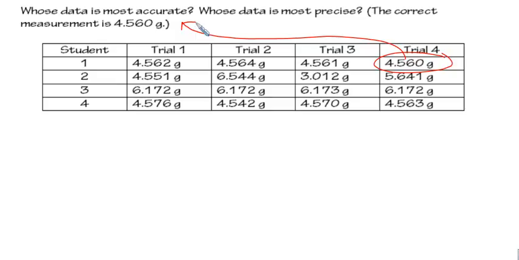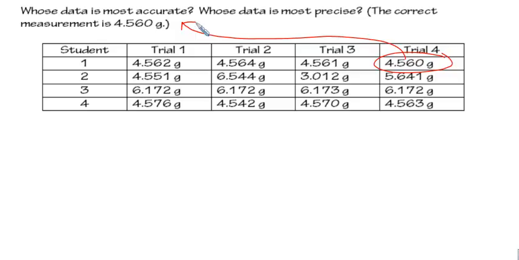Student 3, 6.172, 173. Ooh, this looks good. Okay, well, I should take that back. This is not accurate, but it's very precise. It's almost the exact mass every single time. It's just not the right mass.